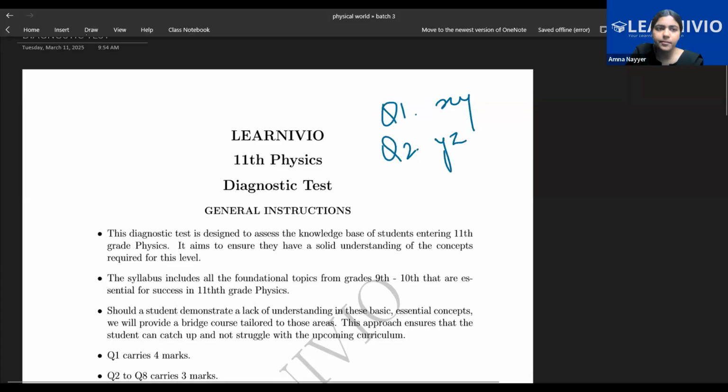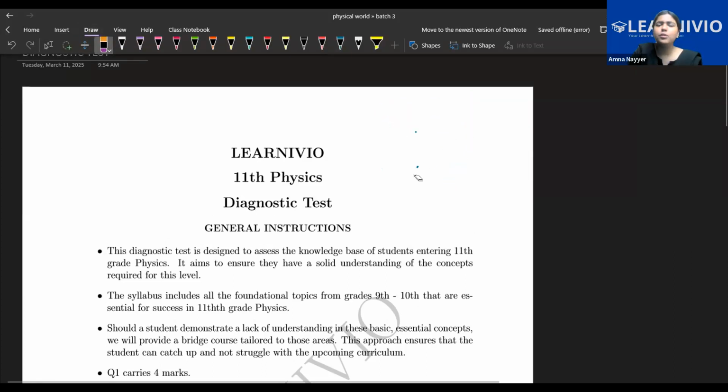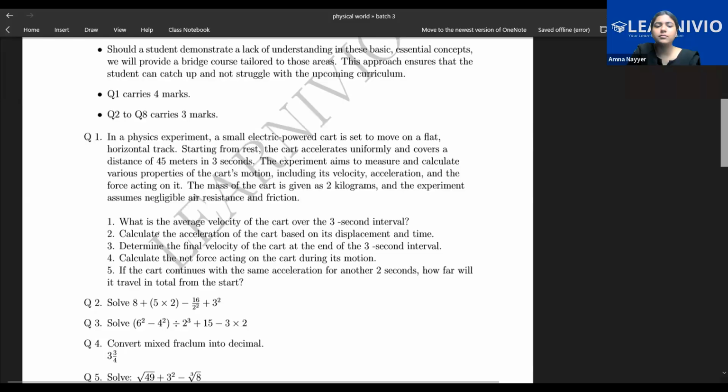Okay. So I'm starting with the test. You have half an hour. You take your time. Let me just scroll down and you can keep on texting in the chat. Okay.